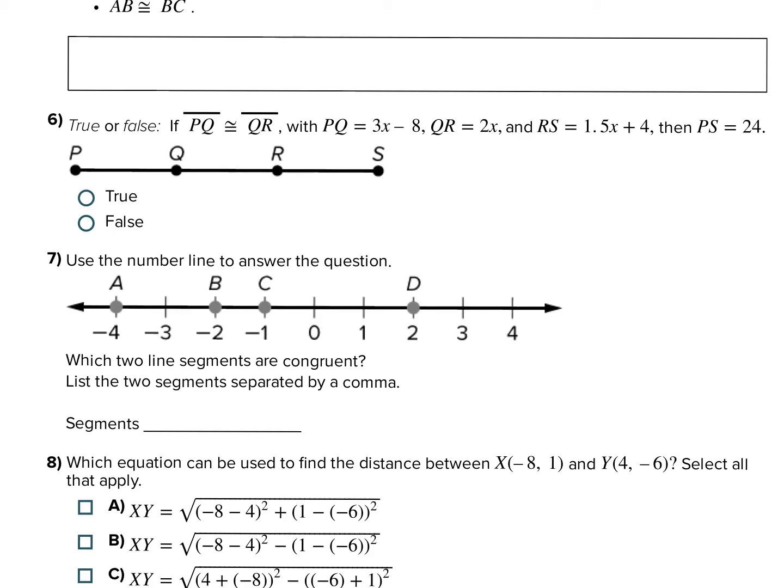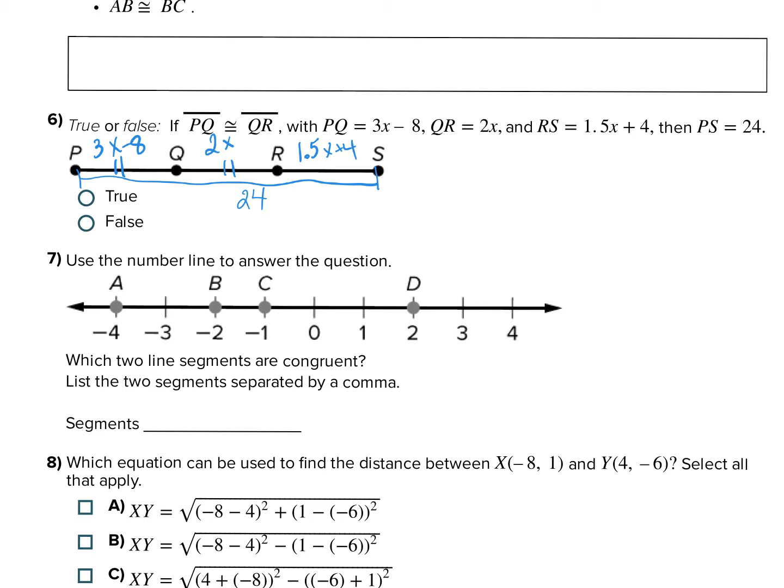Number 6 is a true-false question. Okay, so it says if PQ is congruent to QR. Okay, so again, congruent means that they're equal. And PQ is equal to 3x minus 8, and QR is 2x, and RS is 1.5x plus 4. Then PS, so that's the entire line segment, equals 24.